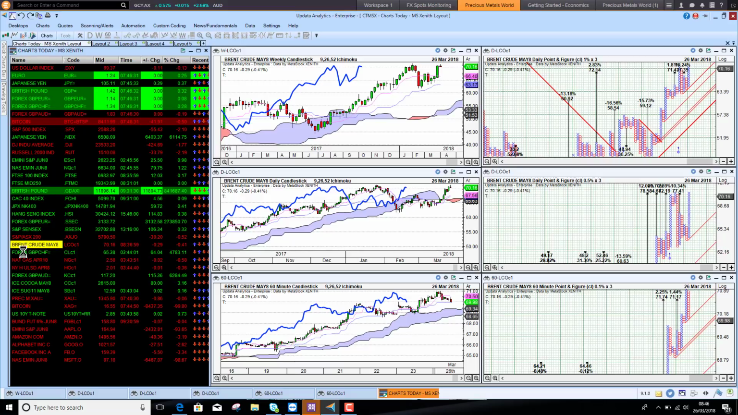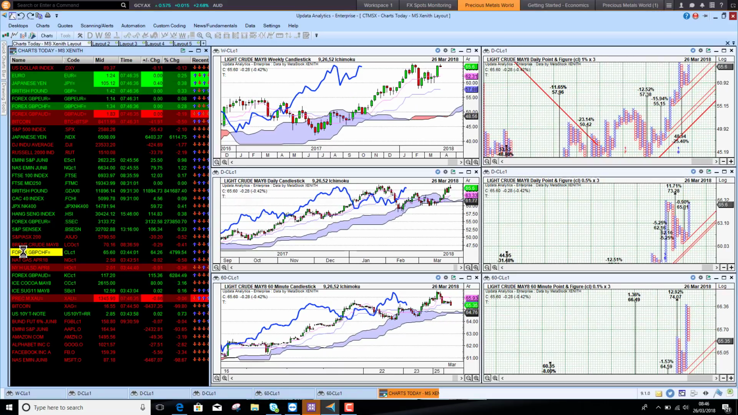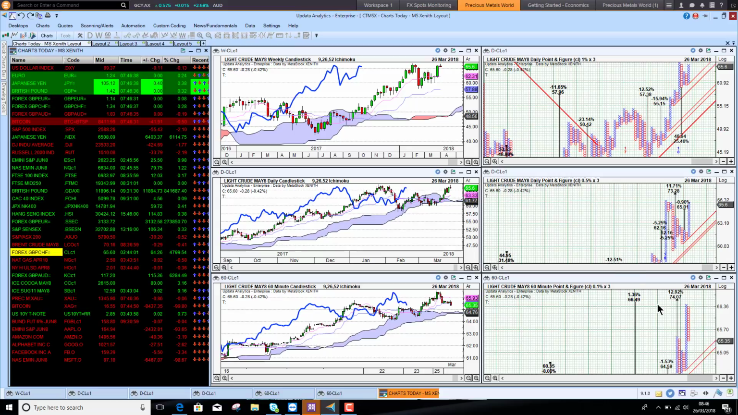WTI, much the same picture as you'd expect. And we've still got a 12% upside target to $74 there. So quite a good potential. And 73.28 is the medium term. Again, 12% upside. So looking good.